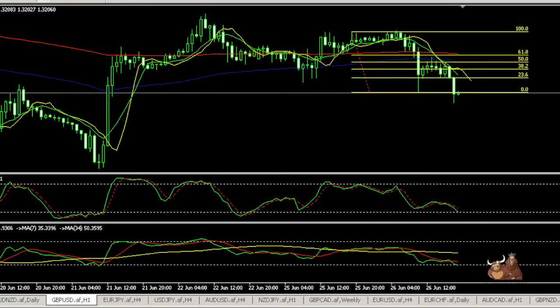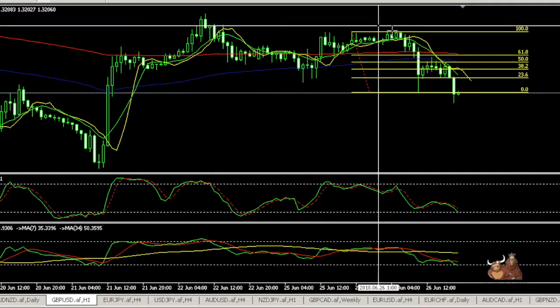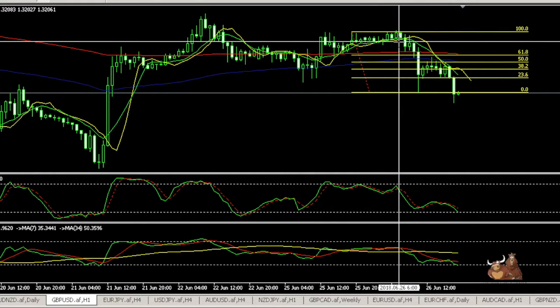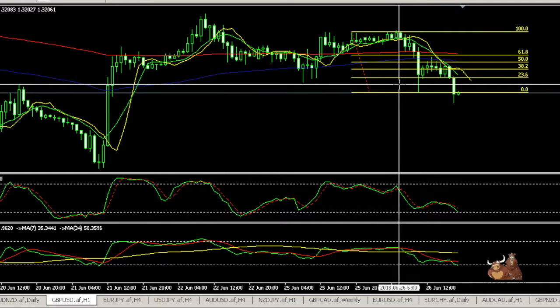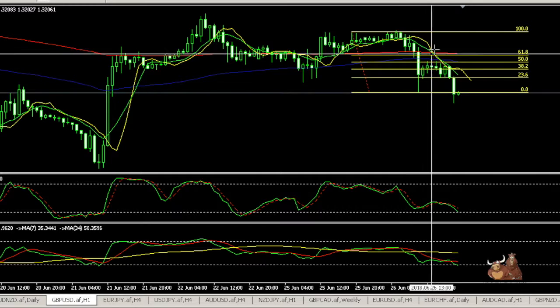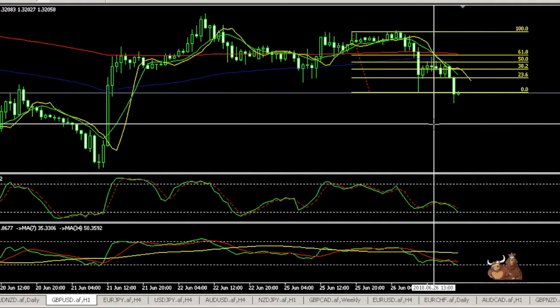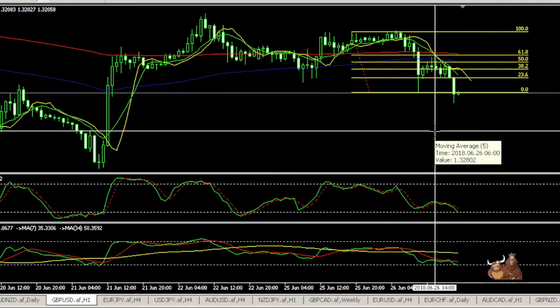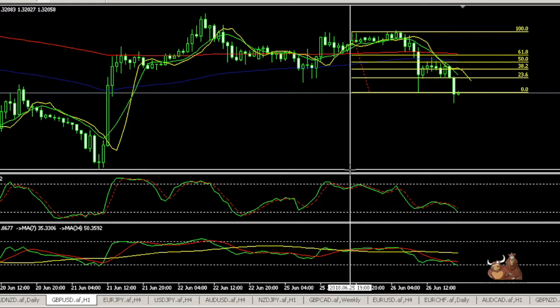So you would enter there, you put your stop above the high, or some people put their stop above the 71, 72 level, and then you play down to recent lows and beyond. Some people might play an extension of the whole move. So they might do the extension of this move down to around here, around 1.3150.